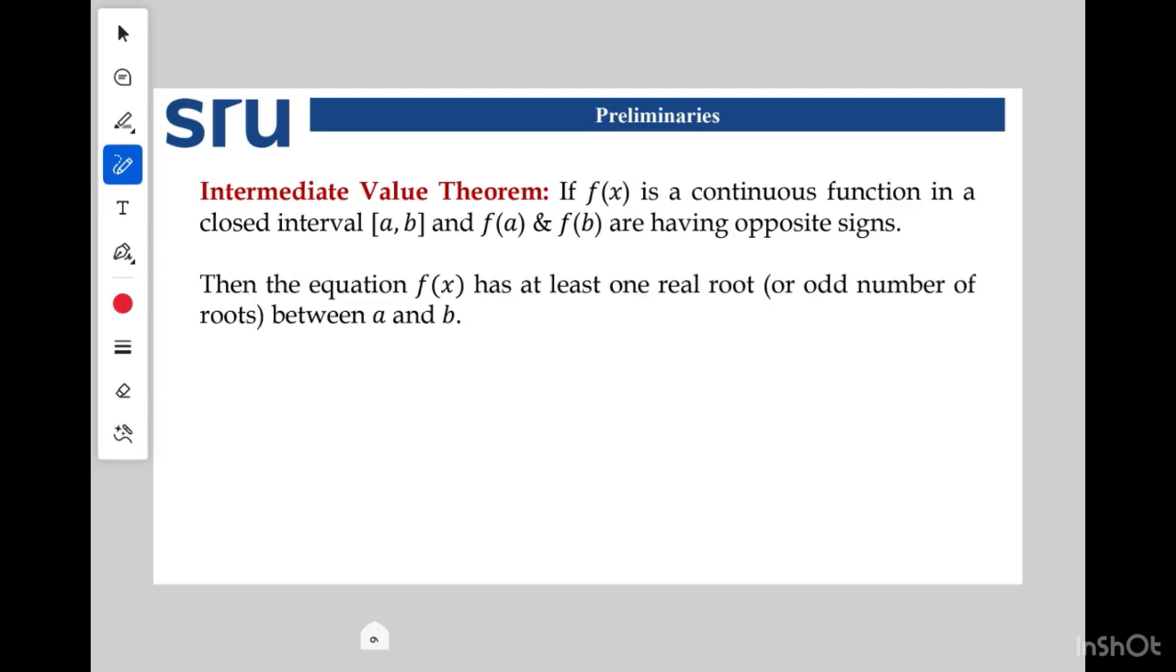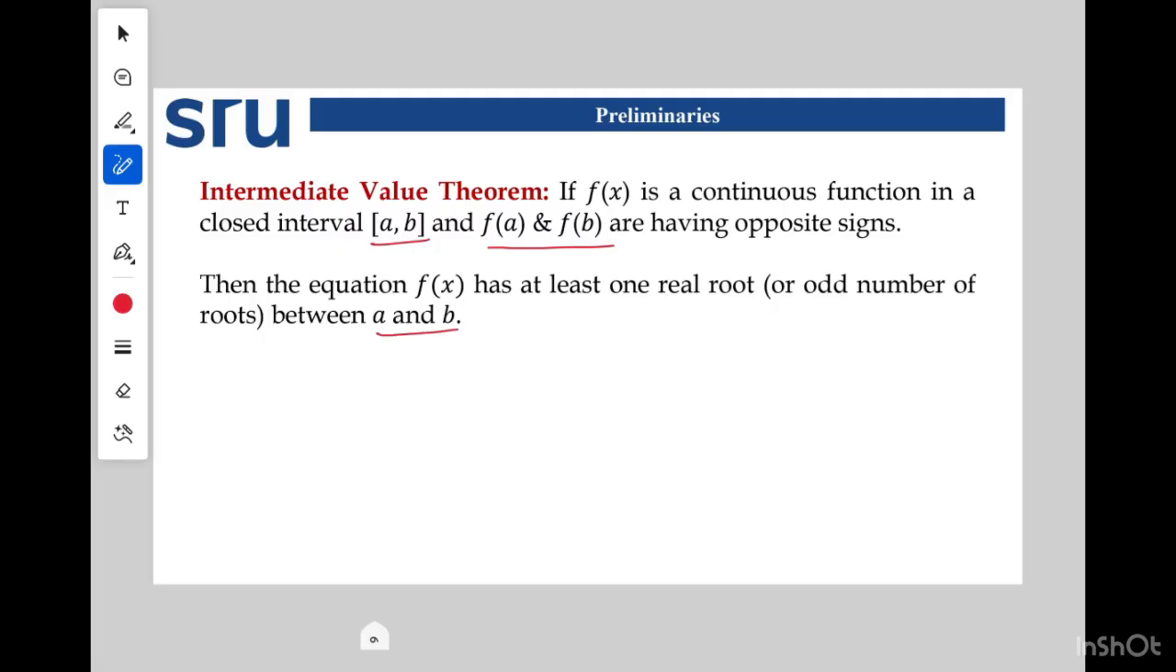Before we start the bisection method, let us first discuss one of the most important theorems, which is called the intermediate value theorem. What is the statement here? If f(x) is a continuous function defined on a closed interval [a, b], and f(a) and f(b) have opposite signs, then the equation f(x) = 0 has at least one real root, or an odd number of roots, in the interval [a, b].